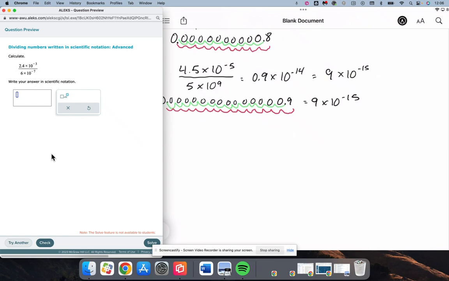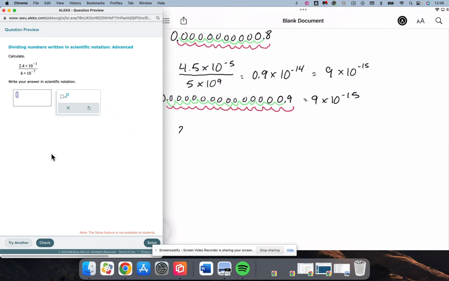Alrighty, then 2.4 times 10 to the negative 3 over 6 times 10 to the negative 7. So 2.4 divided by 6 is going to be 0.4. Negative 3 minus negative 7, use a calculator again for that if you need to, is going to be positive 4. And so that is not correctly written in scientific notation. I believe the correct way to write it in scientific notation would be 4 times 10 to the 3. But I'm going to check it anyway.